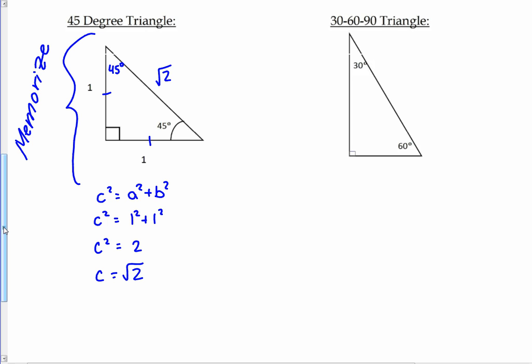Memorization. Okay, so now that we know that, let's figure out tan 45, cos 45, and sine of 45. Oops. All right, tan again.